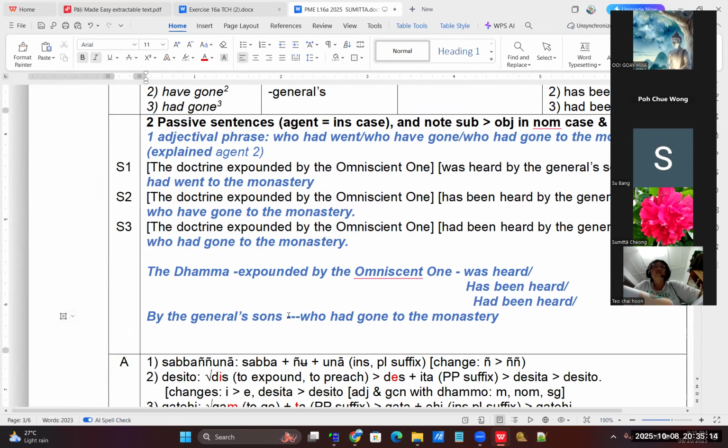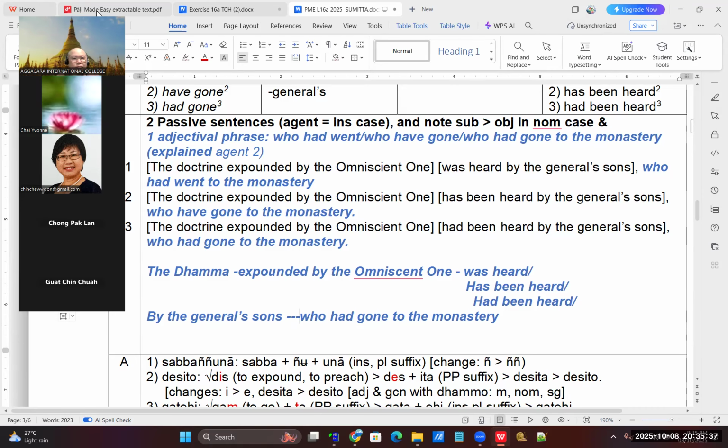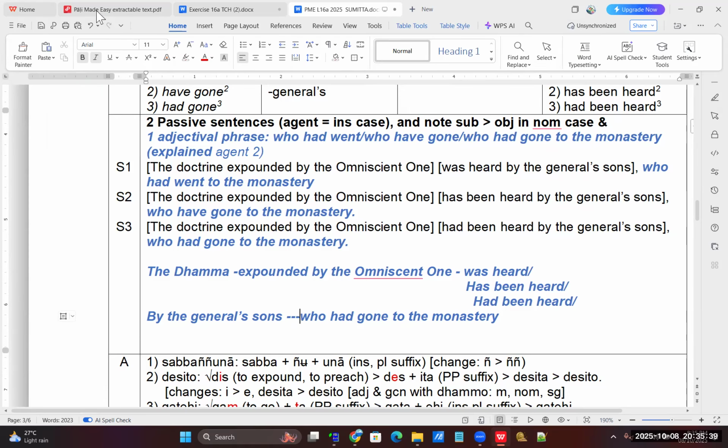Then if you want, you can just make a break like this. Who had gone to the monastery. That's we finished already. So who had gone to the monastery will be the adjectival phrase. Then it describes that one son. Two passive sentences describe the son. Heard by the general's son. Clear. Thank you.